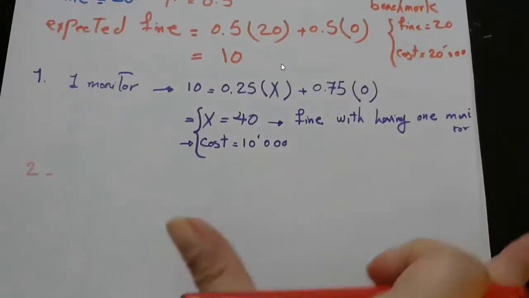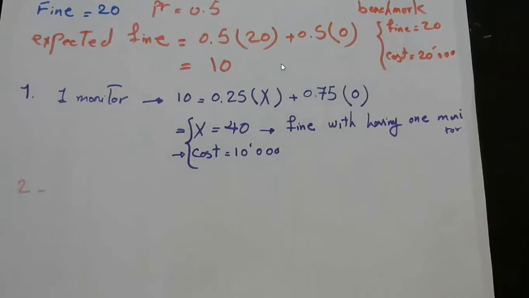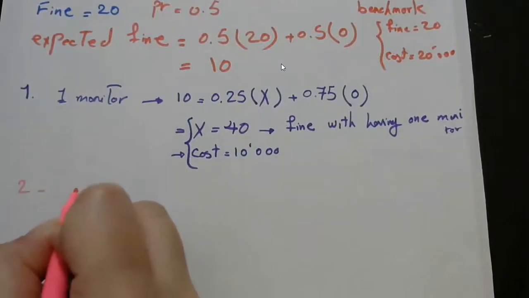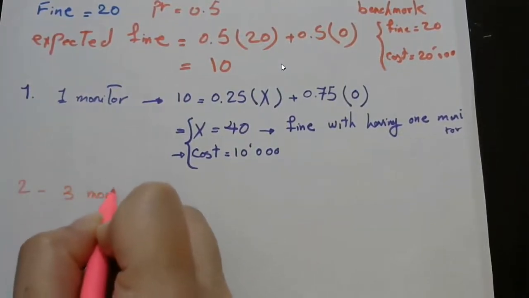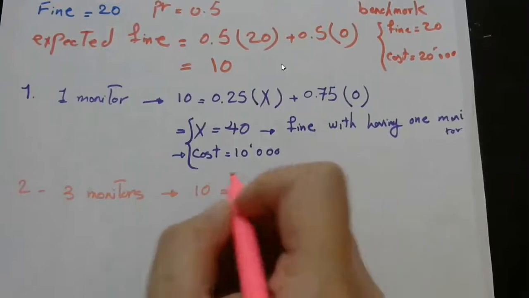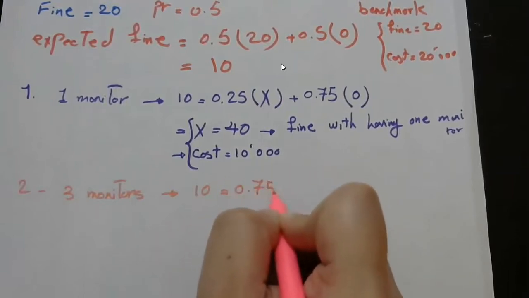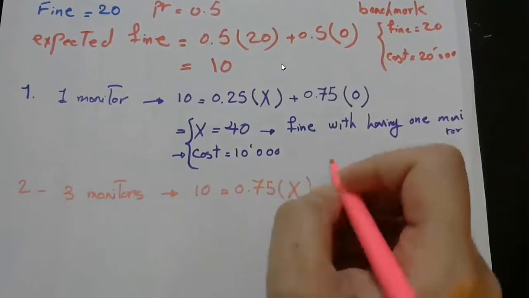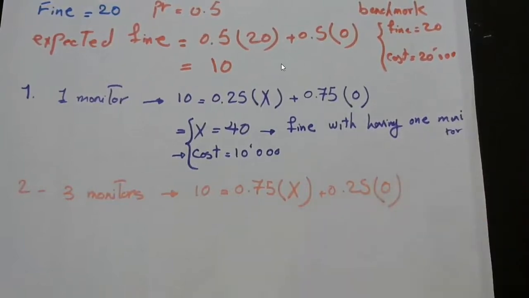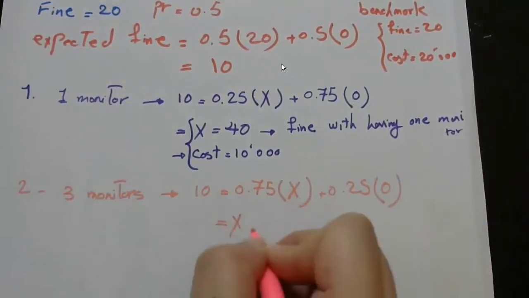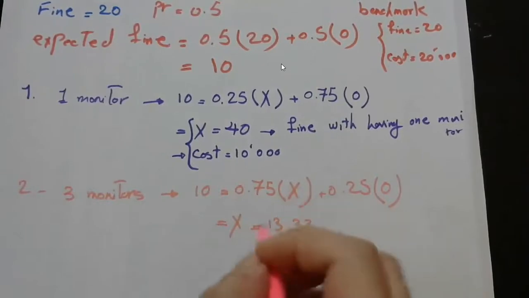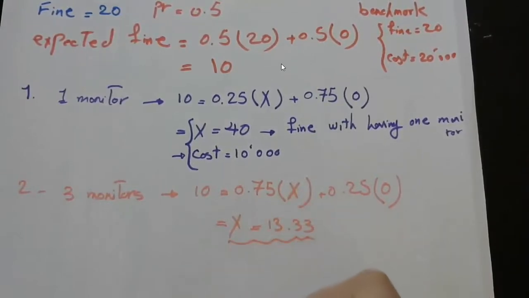Then we go for the next situation. The next situation is three, right? Having three monitors. So having three monitors, again, we know that the expected fine is supposed to be 10. The probability of getting fined if we have three is 75%. I don't know how much is the fine. And then the probability of not being fined is 25. And then, of course, zero is the fine. So how much is X? 13.33. Exactly, 13.33.